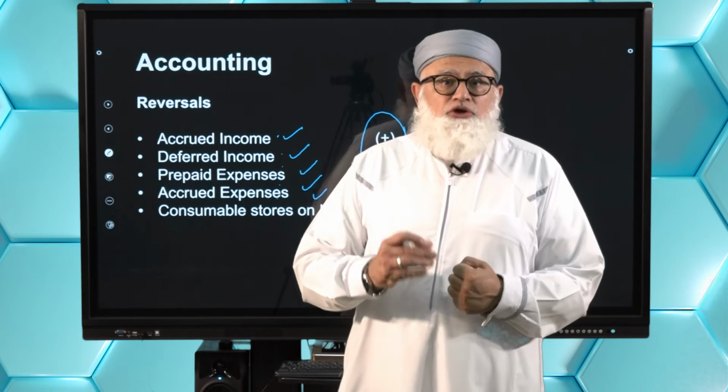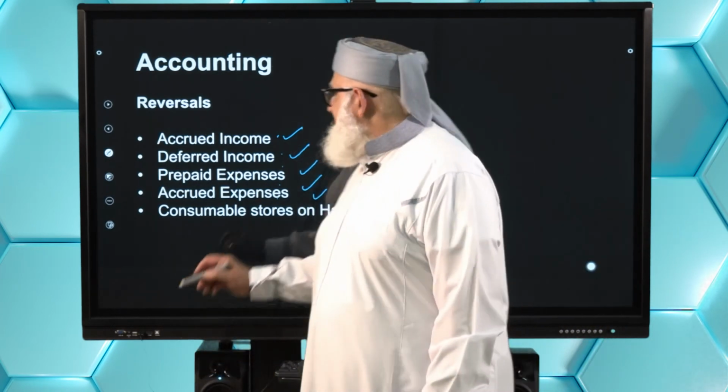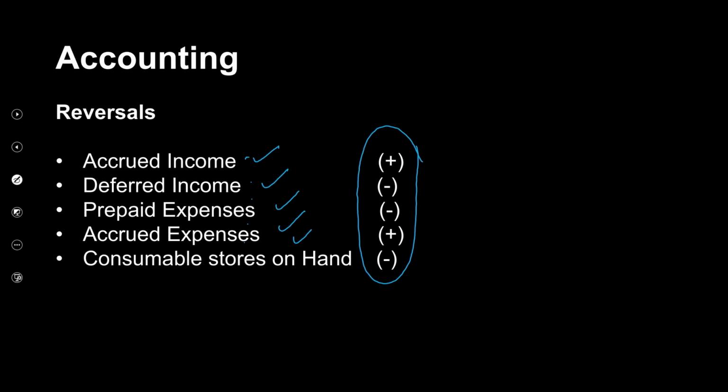At the end of the year, you do your adjustments, right? What are your adjustments? Debit accrued income, credit the income account. Credit deferred income, debit the income account. Debit prepaid expenses, credit accrued expenses, and a debit to consumable stores on hand. So these adjustments are done at the end of the year.